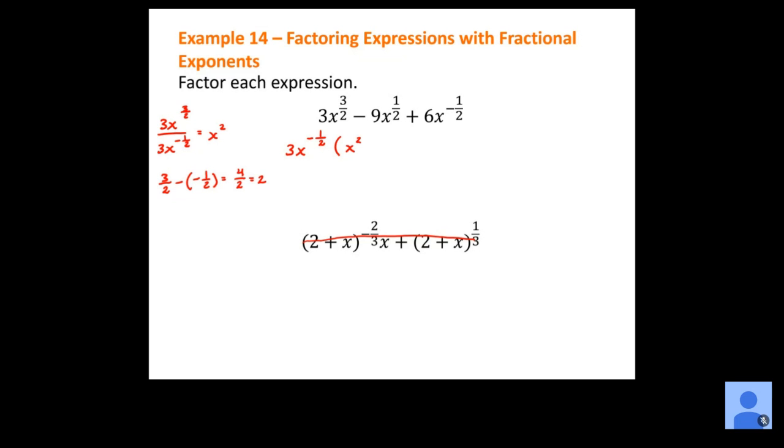Now we're going to do the same thing with the next term. We have a negative 9x to the 1 half. I'm dividing out 3x to the negative 1 half. Well, negative 9 divided by 3 is going to give us a negative 3. And now when I divide the x to the 1 half by x to the negative 1 half, remember we're going to subtract exponents. So we have 1 half minus negative 1 half. Again, that becomes addition. So that gives us 2 over 2, which simplifies to 1.